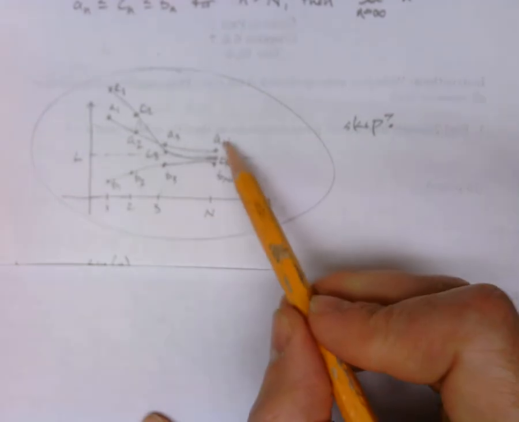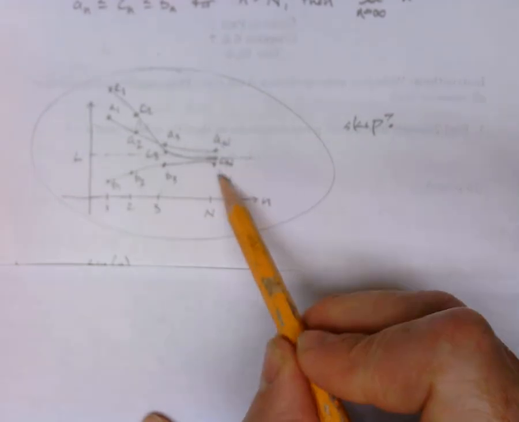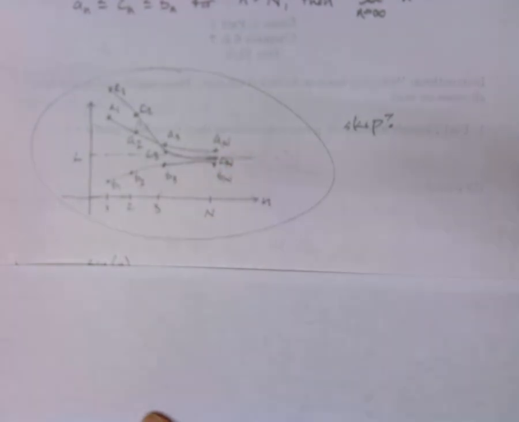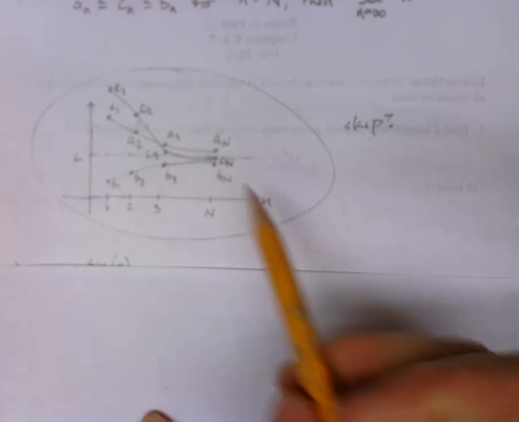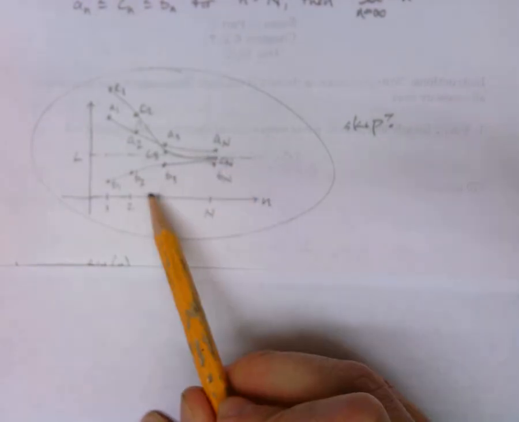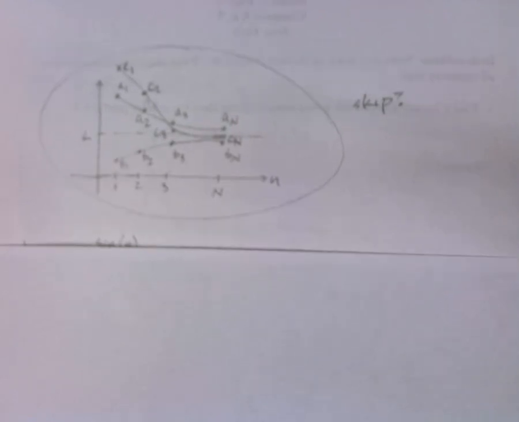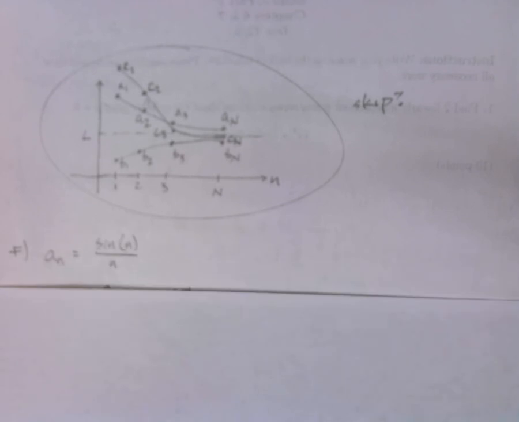Actually, I think I've reversed the positions of A and B. The A should be at the bottom, the B should be at the top, but you get the idea. Okay, well, if we know that the limit for the A and the limit for the B are the same, they're both equaling L, then the limit for the C has to be the same thing if it's caught in between. Okay. Hopefully that makes sense.